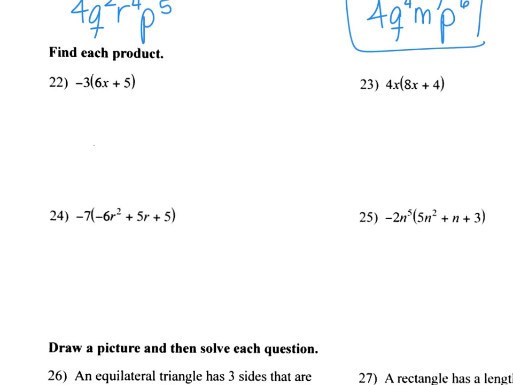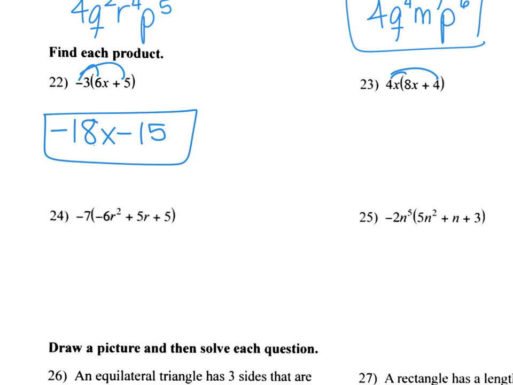On 22 through 25, we have to distribute. Just make sure you pay careful attention to signs. So on 22, I'm distributing a negative. So that's going to cause me to have negative 18x minus 15. On 23, it's a 4 and an x, so that's going to give me 32x squared plus 16x.